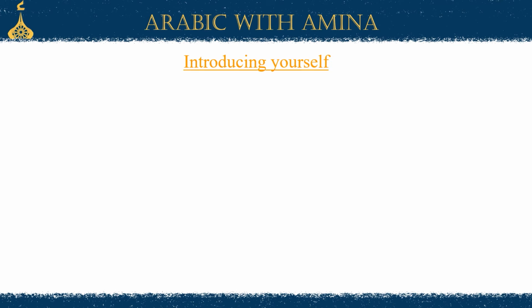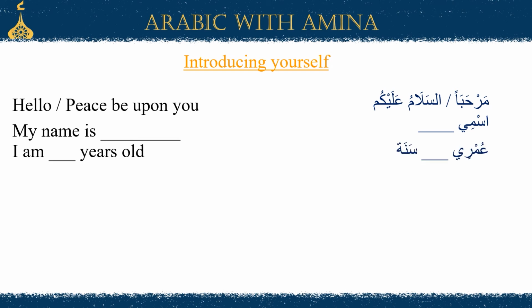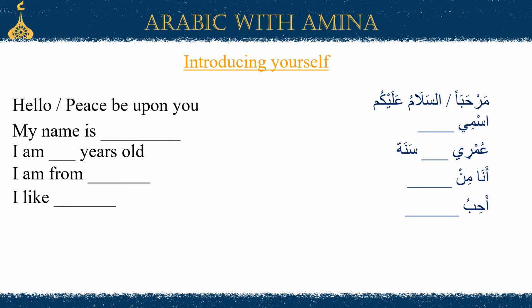So putting it all together, this is how we introduce ourselves in Arabic. We start off with a greeting, marhaban, or assalamu alaikum. Saying our name, ismi. Mentioning our age, umri blank sana. Stating where we are from, ana min. Mentioning our hobbies, uhibbu. And then letting them know how nice it was to meet them. سررت بلقائك. So here's an example of how to introduce yourself.